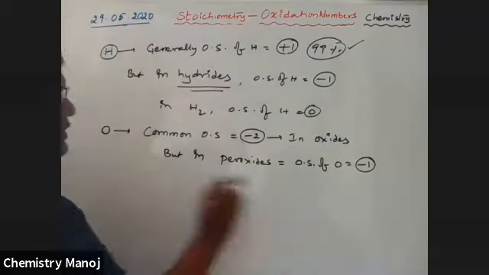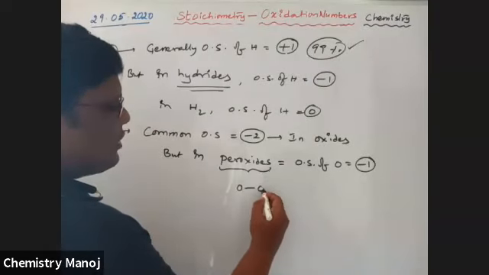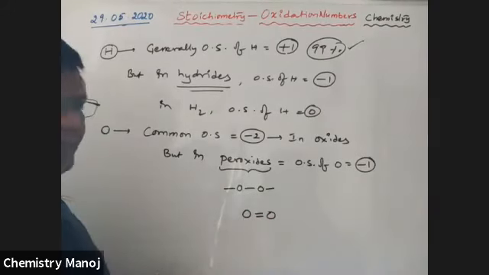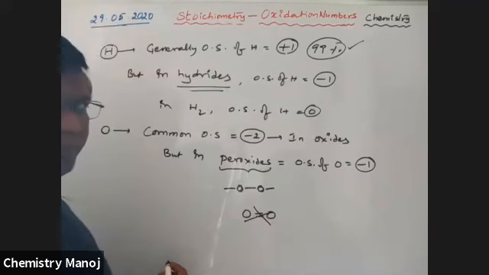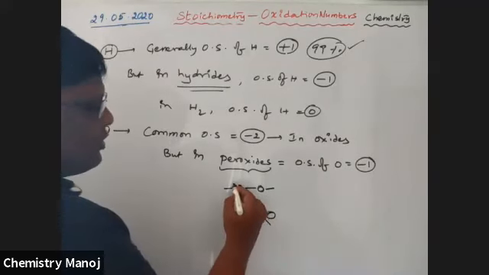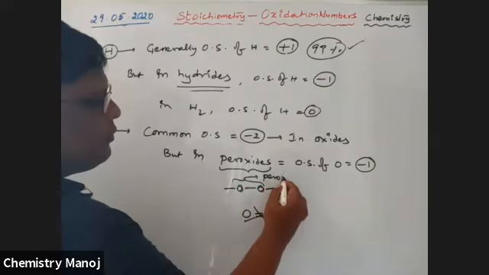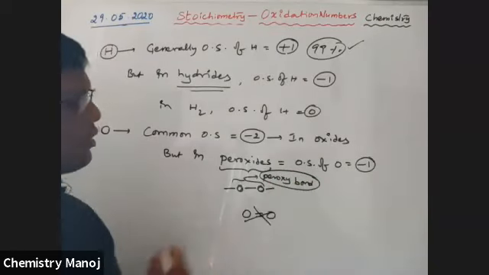So peroxide means there is an oxygen-oxygen single bond. Generally between oxygen and oxygen there is a double bond. But if there is a single bond between oxygen and oxygen, that bond is called a peroxy bond.